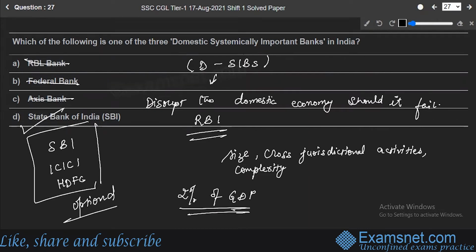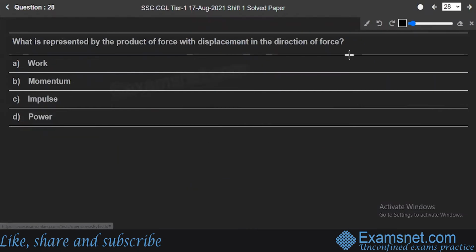Sorry, option D. All right. Now let's move to the next question, number 28. What is represented by the product of force with the displacement in the direction of force? Is it work, momentum, impulse, or power? Which is the correct answer to the question?